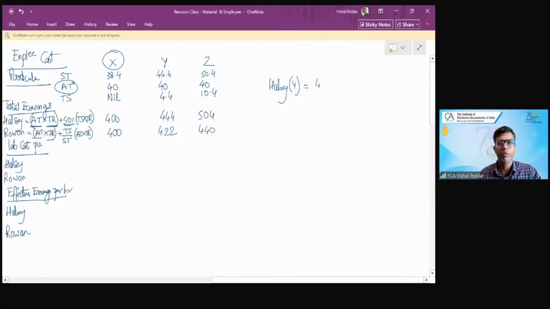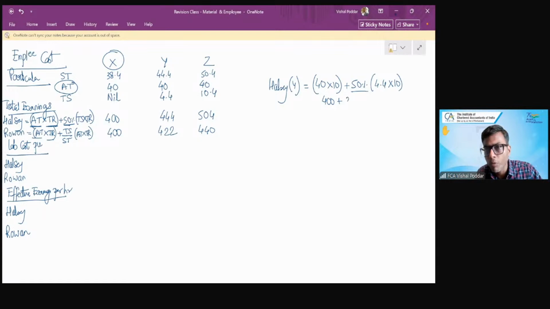So actual time for Y is 40 into time rate 10, plus 50% of time saved, which is 4.4, again into time rate 10. So this is 400, beta. This is 50% of this. So 4.4 into 10 is 44, half of that is 22. So it is 422. Correct. So this answer is 422.